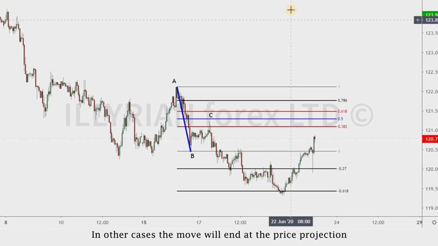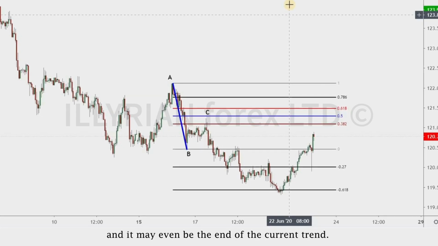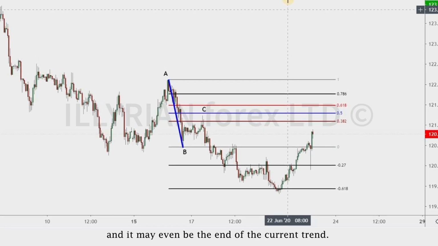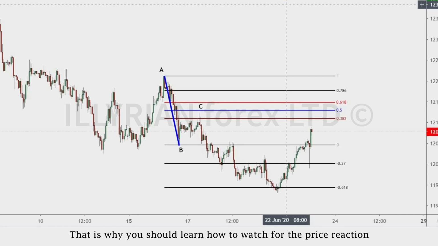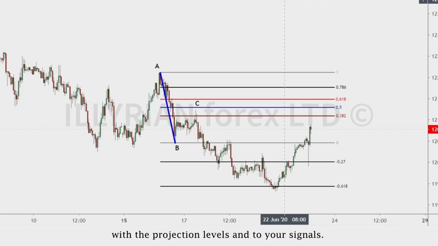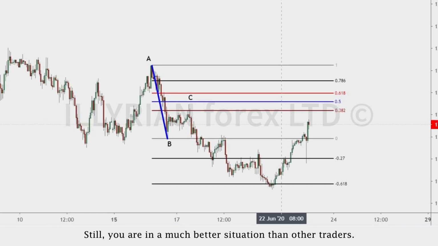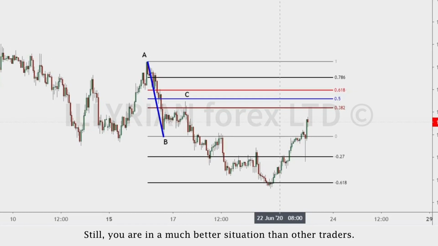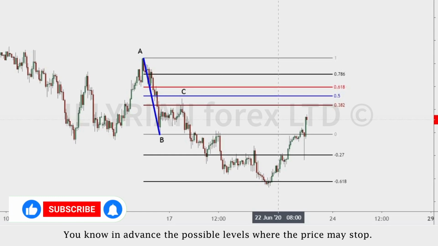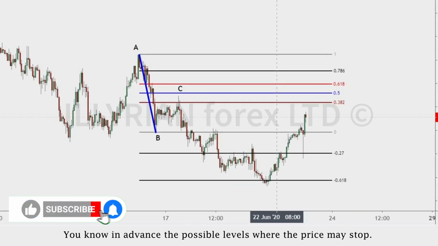In other cases the move will end at the price projection, and it may even be the end of the current trend. That is why you should learn how to watch for the price reaction with the projection levels and add it to your signals. Still, you are in a much better situation than other traders. You know in advance the possible levels where the price may stop.